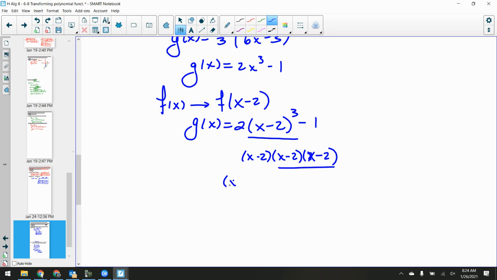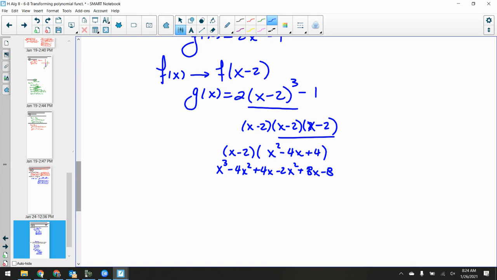Let's multiply those two together. So I've got an x minus 2 times x squared minus 4x plus 4. That's just quick foiling. Square the first, double the product, square the last. And we'll bring in the x. X to the third minus 4x squared plus 4x minus 2x squared plus 8x minus 8. And we'll simplify it down to x to the third minus 6x squared plus 12x minus 8. So that's x minus 2 to the third power. So now this is 2 times that minus 1.